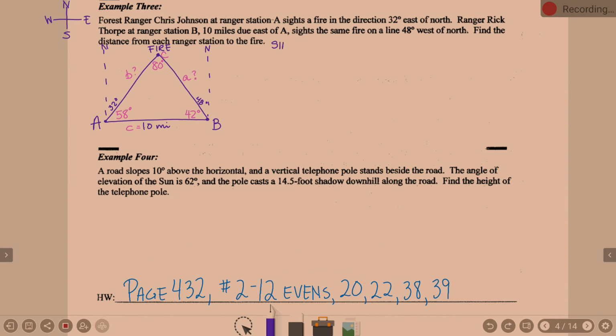Sine of A over A is going to be equal to sine of C over C. So sine of 58 degrees over little a is going to equal sine of 80 degrees over 10. Little a is going to be equal to 10 times sine of 58 degrees divided by sine of 80 degrees. Take two steps to get there if you need to.